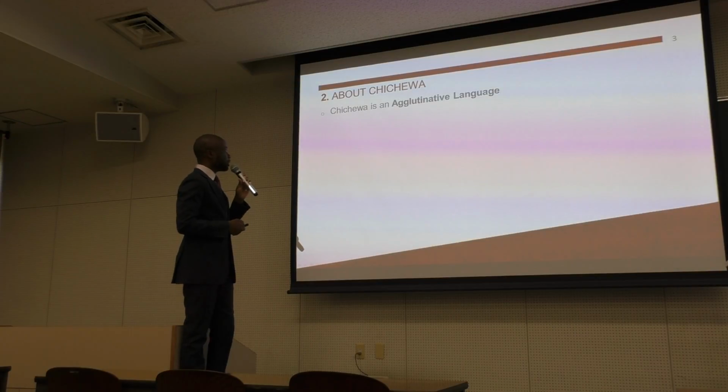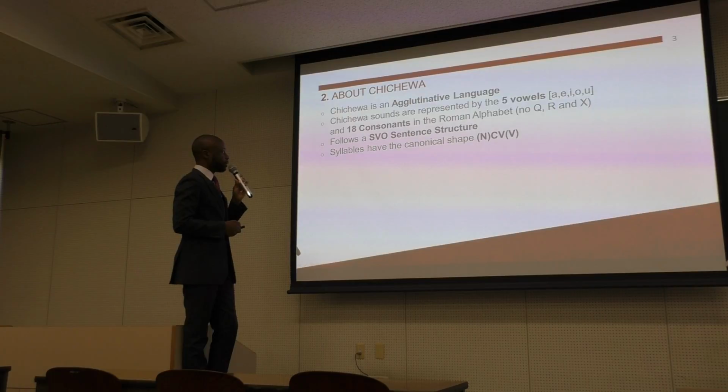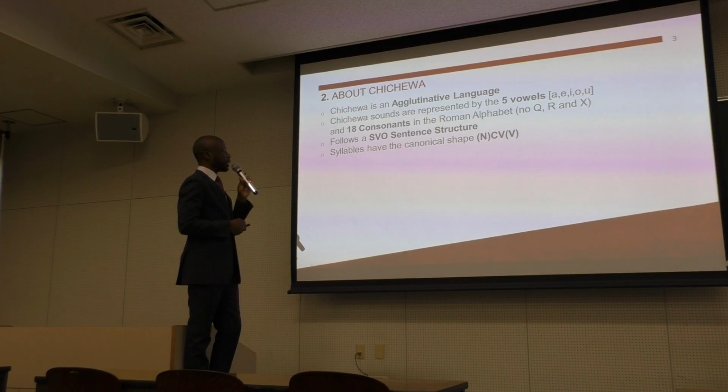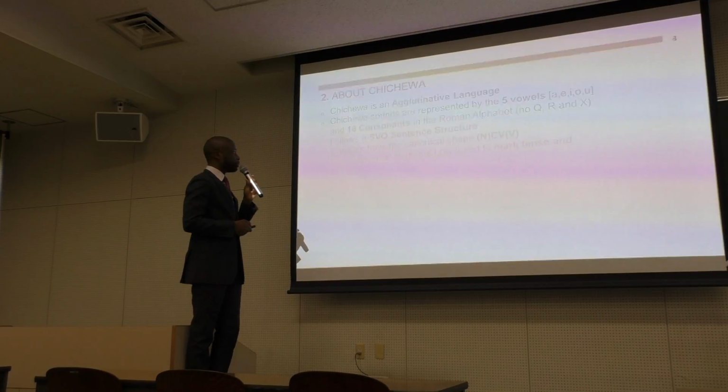Anyway, to summarize, Chichewa is an agglutinative language. Chichewa sounds are represented by 5 vowels and 18 consonants. It follows a subject-verb-object structure. Syllables have a CV canonical shape with optional N before it and an optional V after it. And it's got 2 main tones that are used to mark tense and focus.